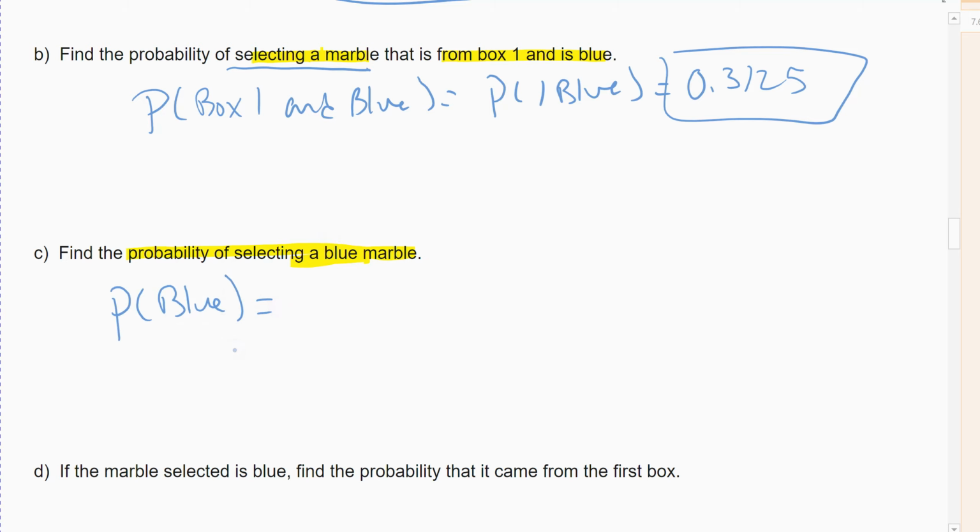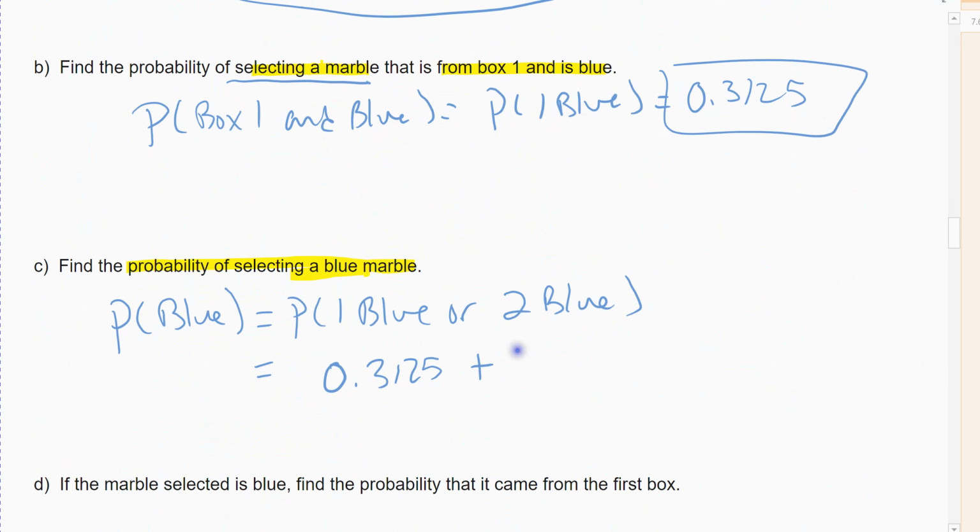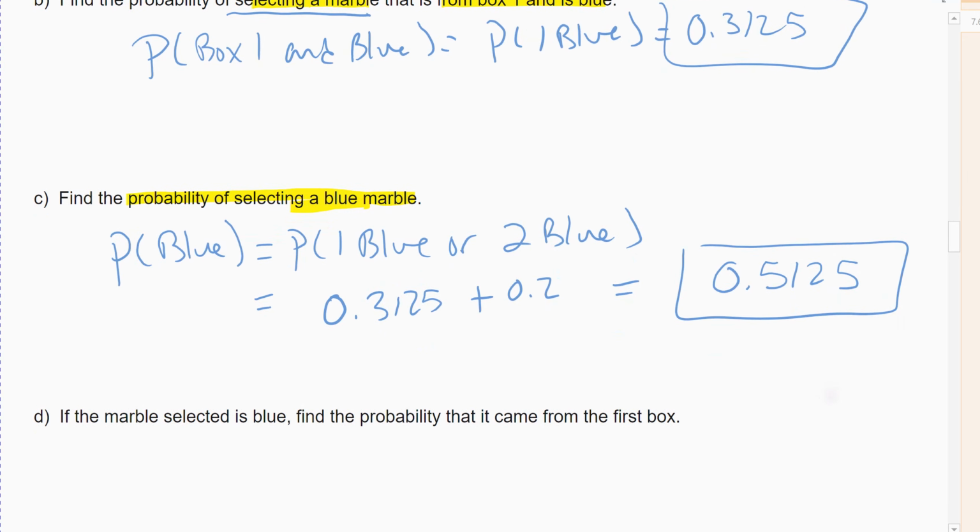Well, I have to find out how many ways I can get blue. There are 2 ways to get blue. I can get box 1 and a blue marble out, or box 2 and a blue marble. Those are the 2 ways I get blue, and so I add up the 2 outcomes. Box 1 and blue was 0.3125, and I add the case box 2 and blue, which was 0.2. So if I run this experiment all the way through, the chance that I get a blue marble, since it's any blue marble, it can come from any of my boxes. So out of all of the blue marble options, the probability that I get a blue is 0.5125. So a little bit better than a 50% chance to get a blue marble, which means there's a little less than a 50% chance to get a red marble.